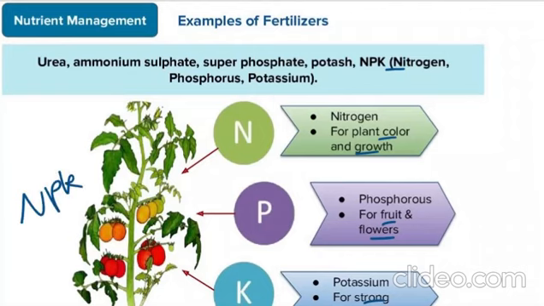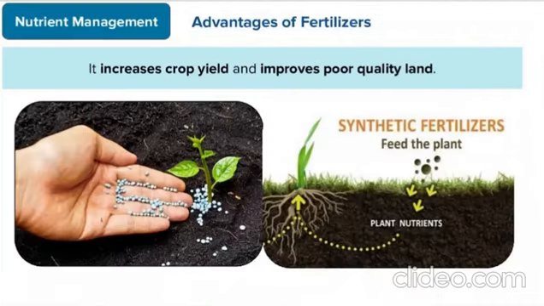Can you get this NPK with manures? No, you cannot get it with manure. They will give you very little. So urea, ammonium sulfate, superphosphate, potash, NPK, these are all examples of fertilizers. Now, what are the advantages? First one, it increases the crop yield, and it also improves poor quality land. The land which is poor in quality, it will improve it.